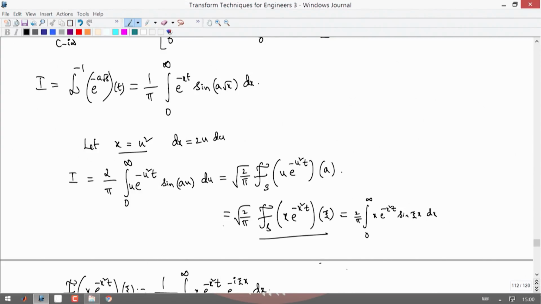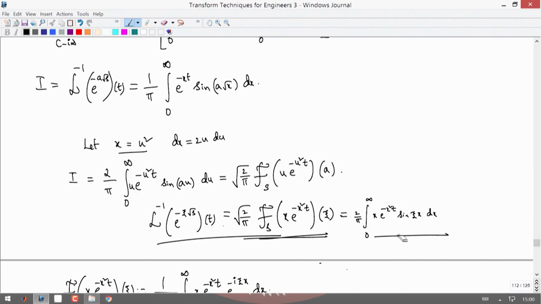If you write it like this, because I changed a to xi, what you have is the Laplace inversion of e power minus xi root s as a function of t. So, this is what you have.